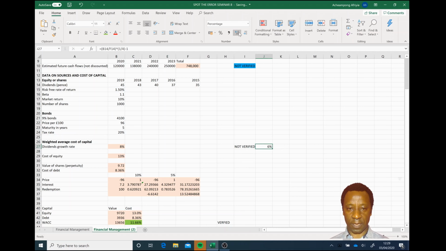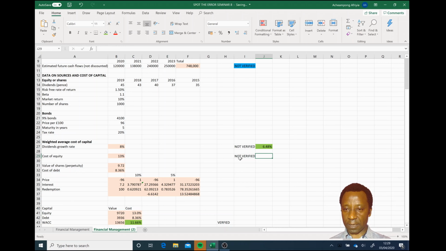So the growth rate in the dividends should not be 8%. It should be 6.48-ish, right? So this is verified. Then we look at the cost of equity. Again, they haven't given us the estimate, so we are not verifying that. We can't confirm that. We need to calculate it ourselves.